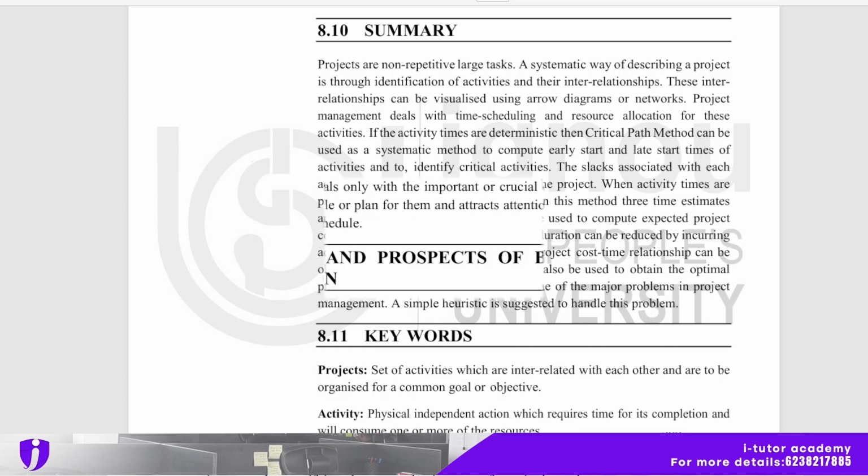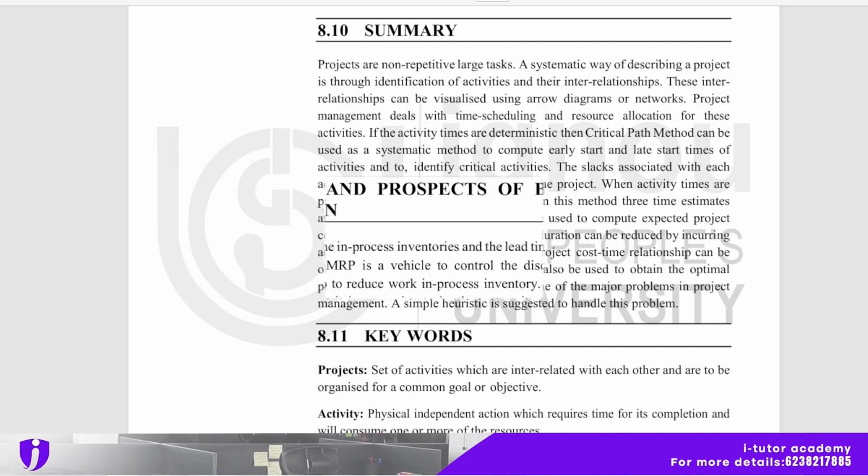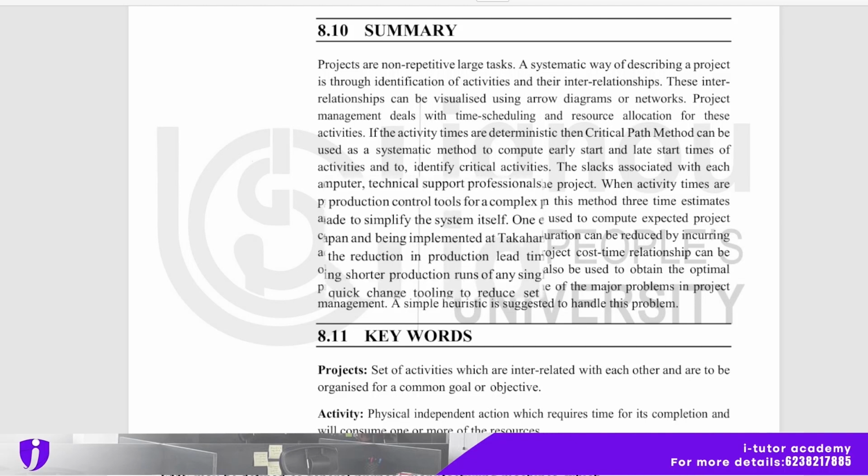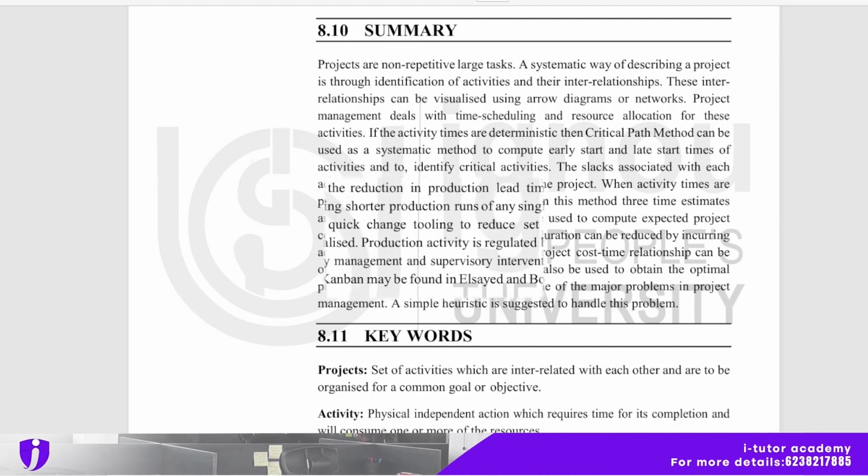When activity times are probabilistic, PERT is an effective tool. In this method, 3 time estimates are made for each activity, and these are used to compute the expected project completion time and its variance. Project duration can be reduced by incurring additional cost in executing activities, and a project cost-time relationship can be obtained using project crashing. This can also be used to obtain the optimal project duration. Resource allocation is one of the major problems in project management, and a simple heuristic is suggested to handle this problem.